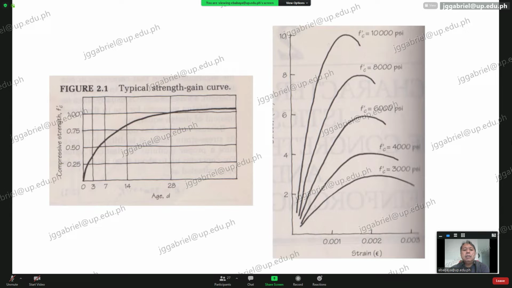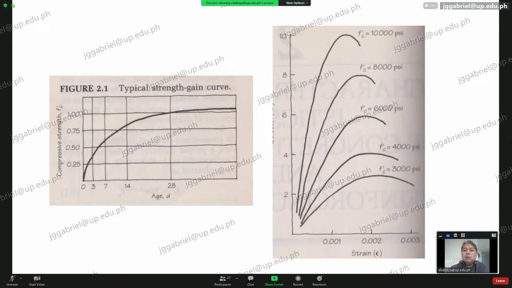Okay, for concrete, this is the typical strength gain. Okay, let's say the factor 1 here is the factor reaching its design strength. Okay, it says if your design strength is, let's say, 3,000 PSI, at 28 days the typical concrete will reach its design strength. Okay.